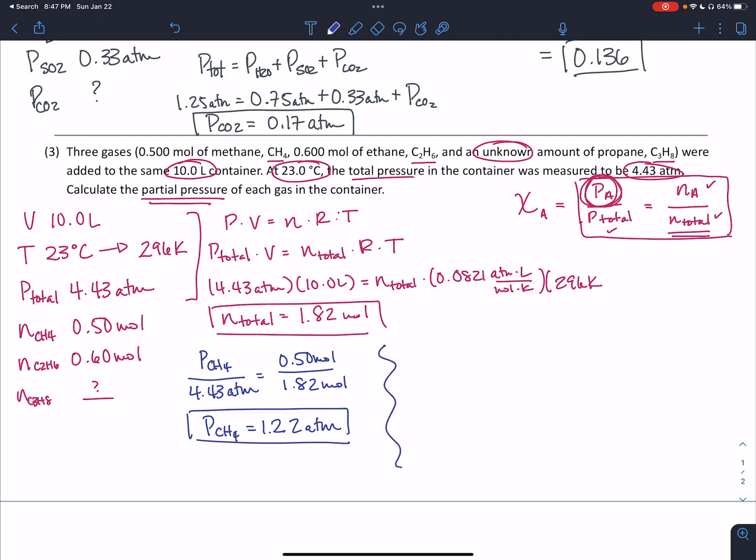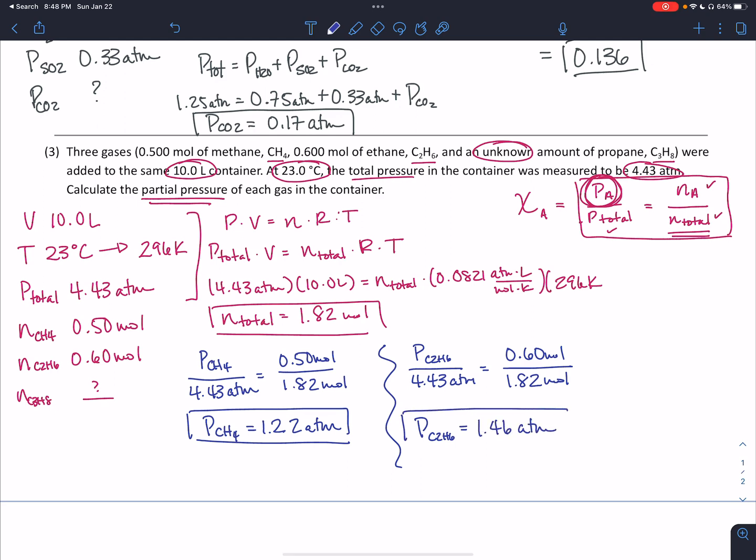All right, now I'm going to move on to ethane. Same general idea. The partial pressure of C2H6 divided by my total pressure, which is 4.43 atmospheres, is going to be equal to the moles of ethane, which the problem told us was 0.6, divided by the total moles within the container, which is 1.82. So I'm going to cross multiply again, and I'm going to find that the partial pressure of my ethane within that container is 1.46 atmospheres.